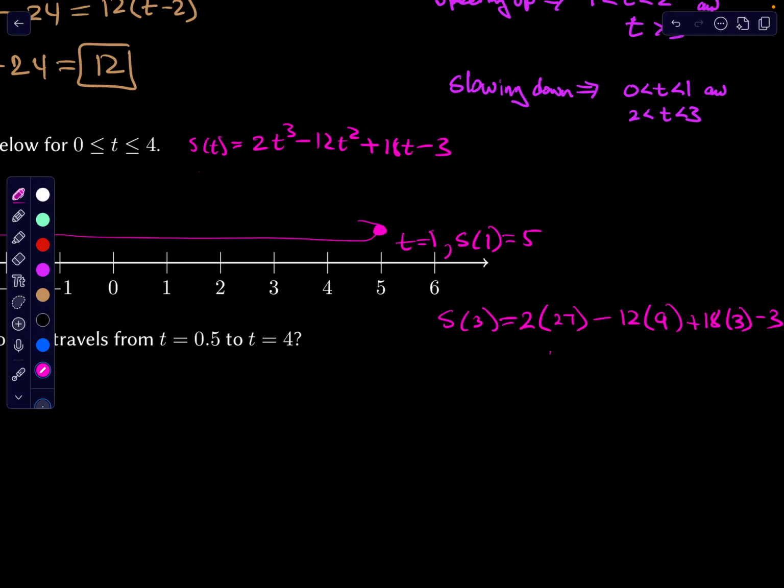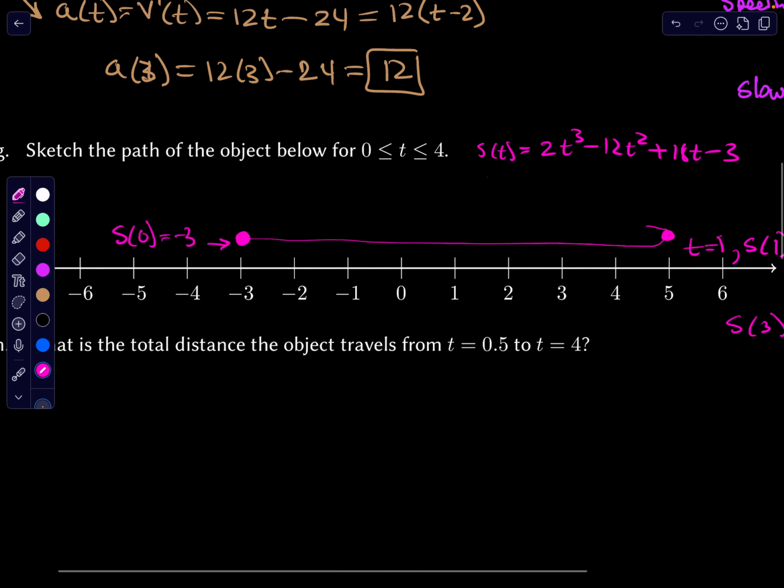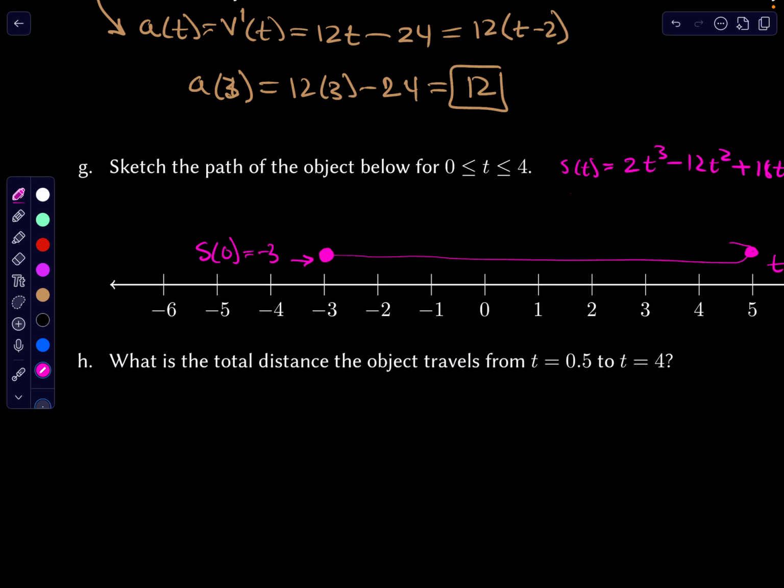Okay, so 2 times 27 is 54. 12 times 9 is 108. 18 times 3, is that also 54? Yes, minus 3. Oh, interesting. So that all equals negative 3. So I guess I'm back here. So s of 3 is also negative 3.